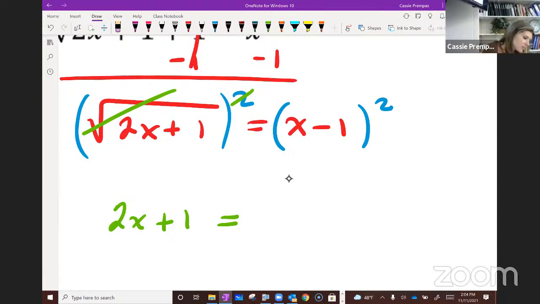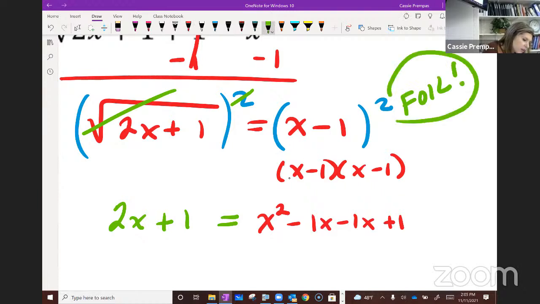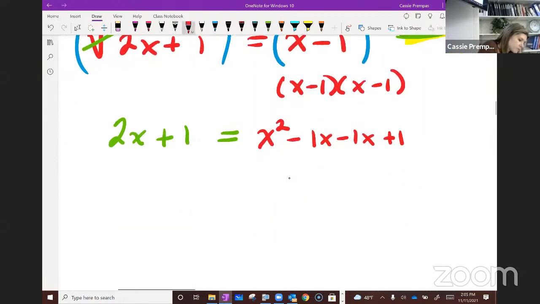Caroline, if we FOIL it, I saw your hand up, what would we get? Did you have that, or did you just know to FOIL? You knew to FOIL. Awesome. So if we FOIL this, first times first would give us x squared. Outside would give us -1x. Inside would give us -1x. And last would give us a +1. If you forgot to FOIL that, or that just wasn't on your radar, make sure you put a big highlight on it, because this will show up in the homework as well. Make sure to FOIL if you have 2 terms. So now we have 2x plus 1 is equal to x squared minus 2x plus 1.